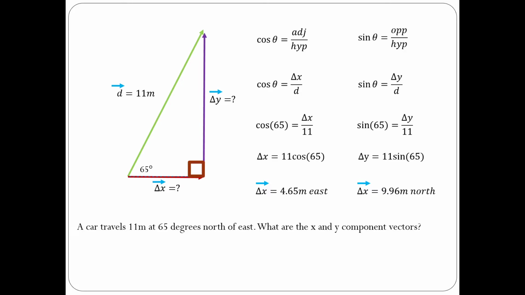Though we know the car moved 11 meters at 65 degrees north of east, what we found in solving this problem is that the car moved 4.65 meters east and 9.96 meters north while doing so. And this is how we calculate for component vectors.